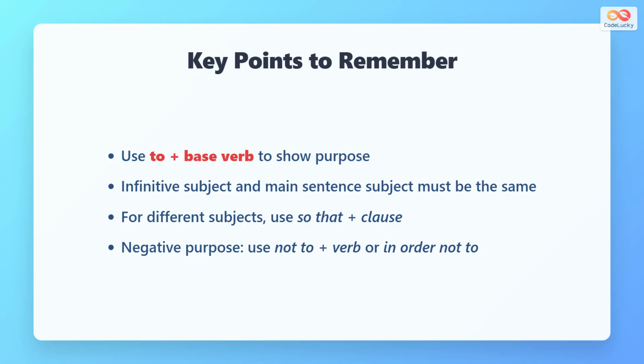Remember these important points about infinitives of purpose. Use "to" plus base verb to explain the reason for an action. The subject must be the same in the sentence and in the infinitive. If the subjects are different, use "so that" plus a clause instead. For negative purpose, use "not to" plus verb, or "in order not to," to show what someone wants to avoid.